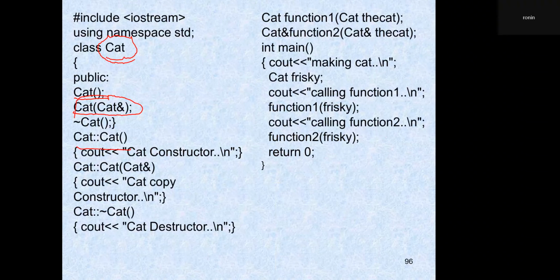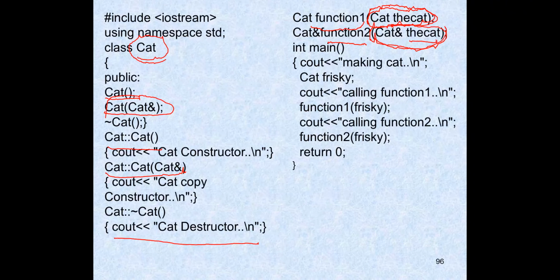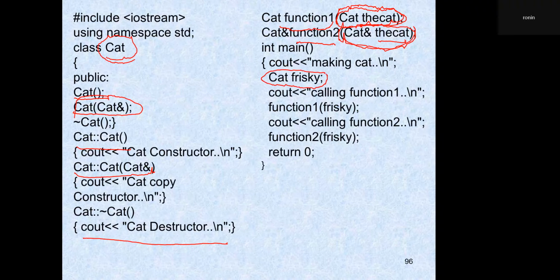So here, destructor. This function is pass by value. Look, function one, the cat is an object, pass by value. Here, function two is a pass by reference. The cat is an object, pass by reference. In the main function, cat Bresky, so Bresky is a cat object. Then cout calling function one, Bresky. Cout calling function two, Bresky.